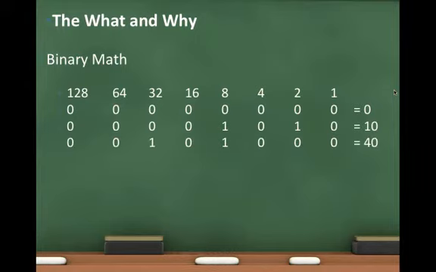Let's do one more. In our case here, we have the binary number 0, 0, 1, 0, 1, 0, 0, 0. By using our handy dandy chart, we can see that that binary number translates to a decimal number of 40. Let's do one more. Here we have 1, 1, 0, 0, 0, 0, 0, 0. If we add 128 and 64, we get the number 192. Now you know how to translate from binary numbers to decimal numbers.